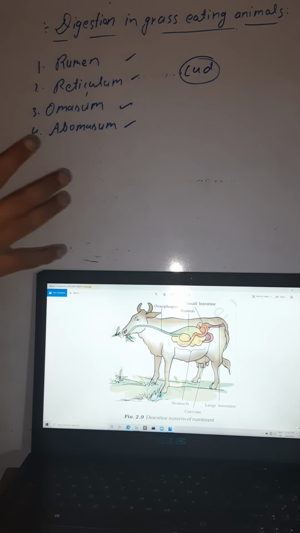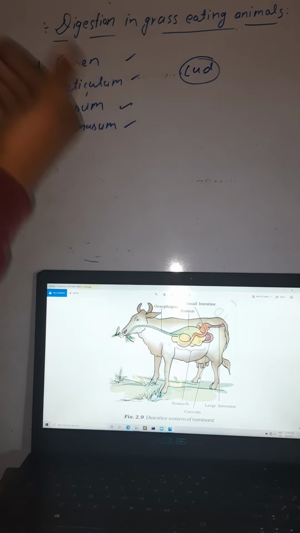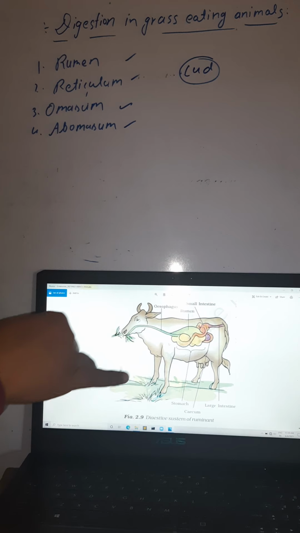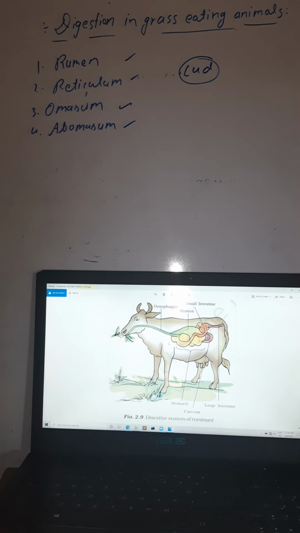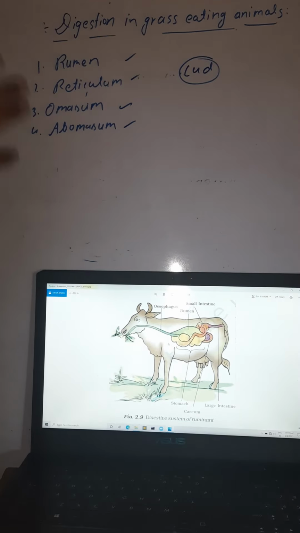Our digestive system is not efficient enough to digest the cellulose. Our body cannot digest the cellulose which is there in grass. Only the animal digestive system is proper and can digest the cellulose. That is why we cannot eat grass, because there you would find cellulose, and our body cannot digest that cellulose.